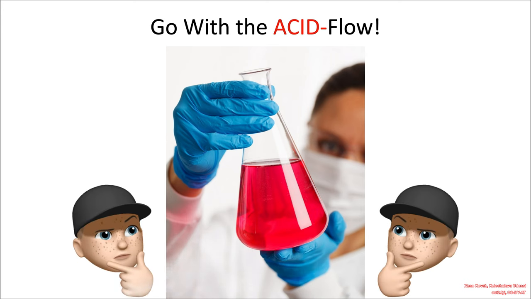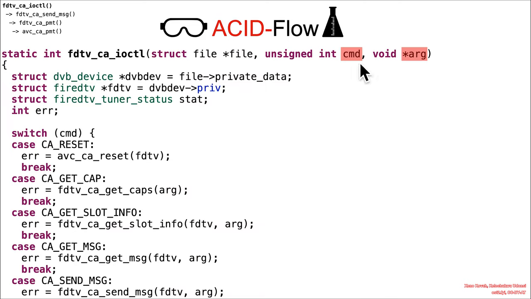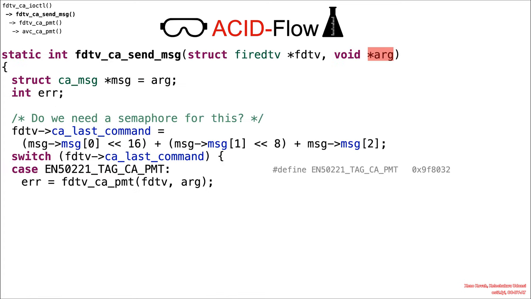Go acid flow. Let's do it. So we said command and arg are acid. Command is used for the switch statement, and we said we're going to go into that. So boom, easy peasy, on our way.